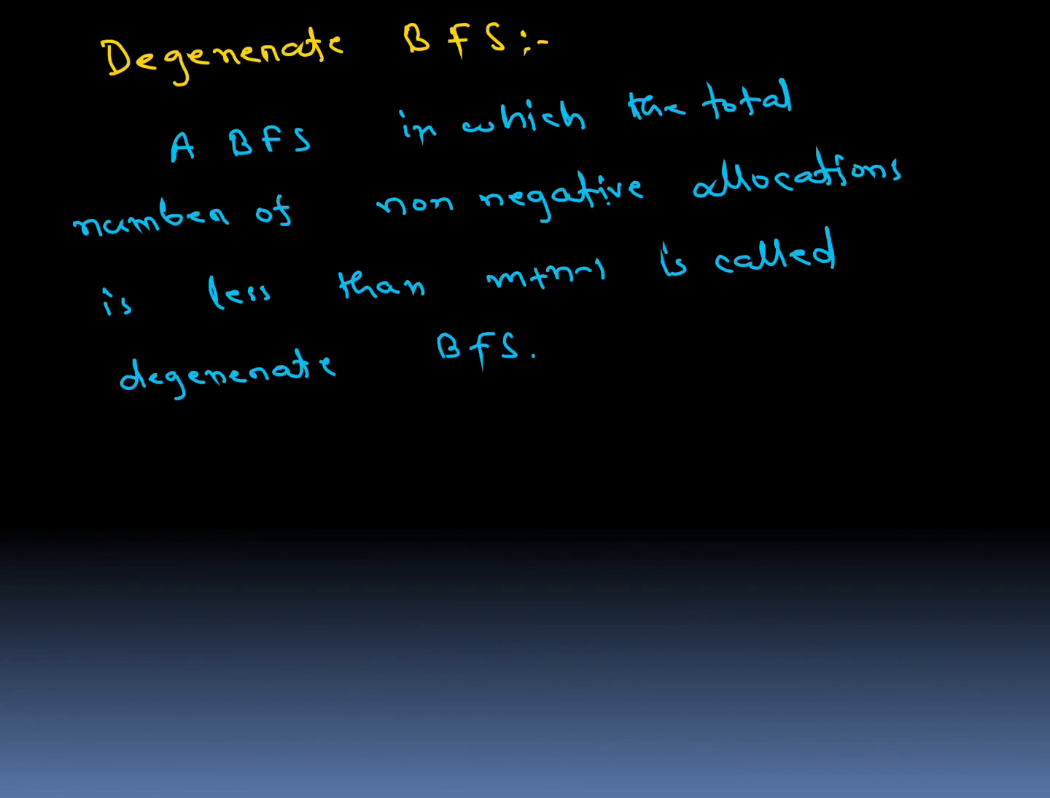These theories are also very important. In all exams they ask these theories. Degenerate basic feasible solution: a basic feasible solution in which the total number of non-negative allocations is less than m plus n minus 1 is called a degenerate basic feasible solution.